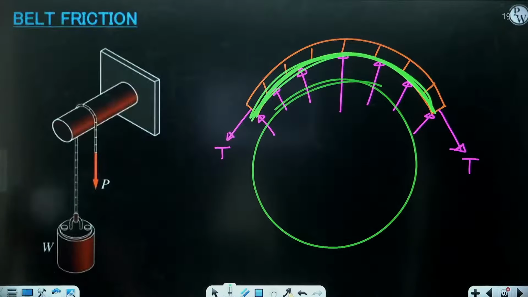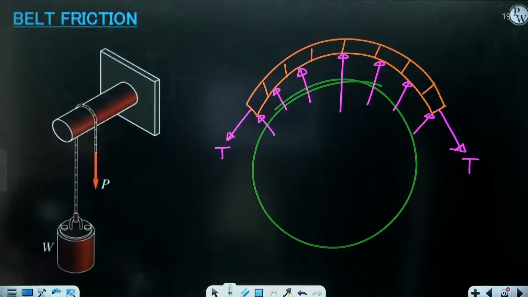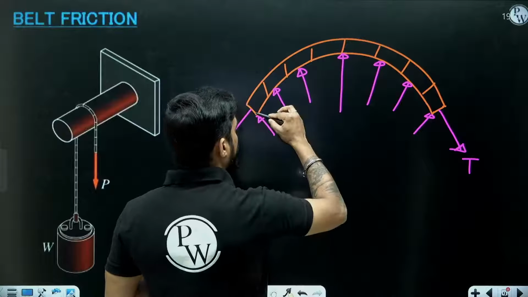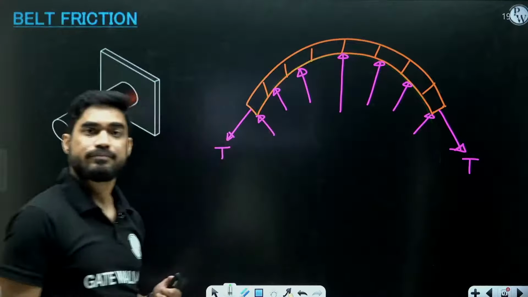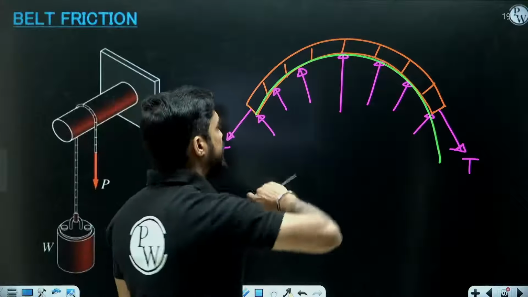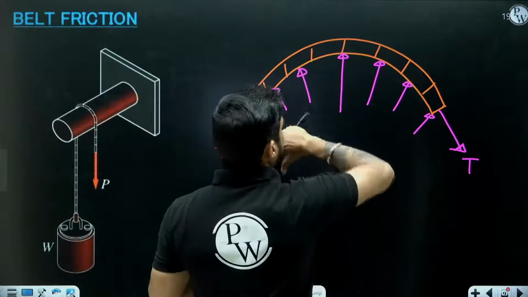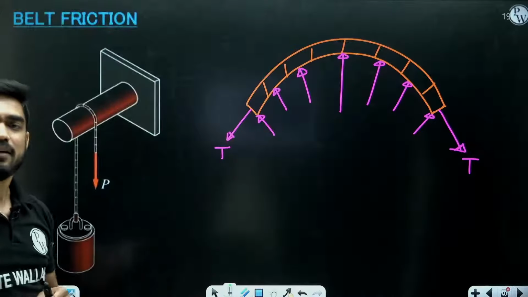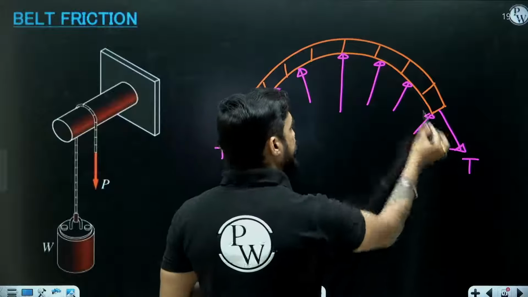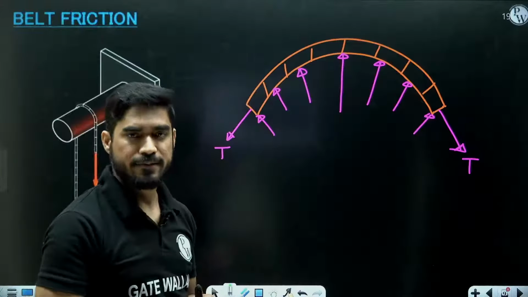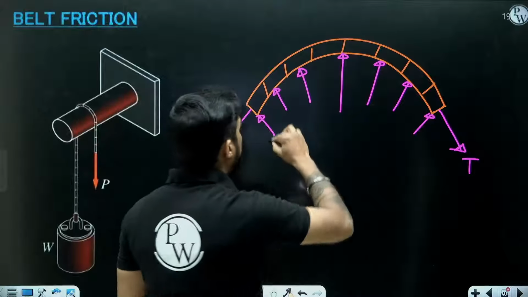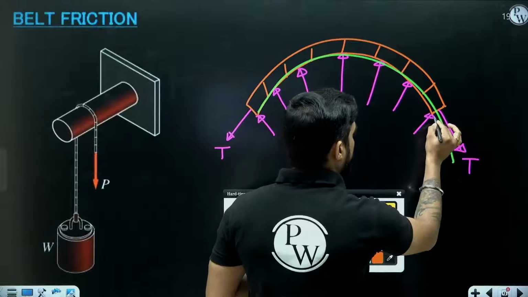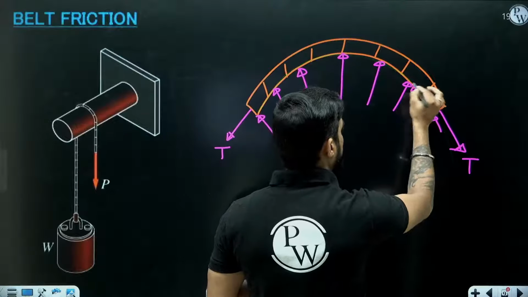If there is friction, what is going to happen? Understand. Let's assume that there is impending sliding towards the right side. If I am assuming there is impending sliding towards the right side, then the friction force will act towards the left side, and that friction force will be like this.